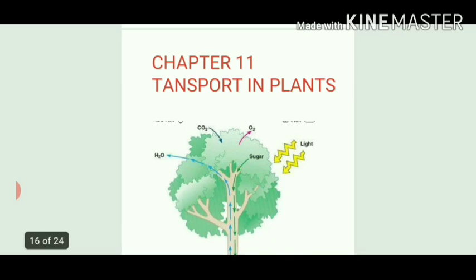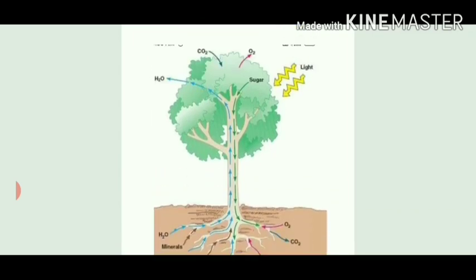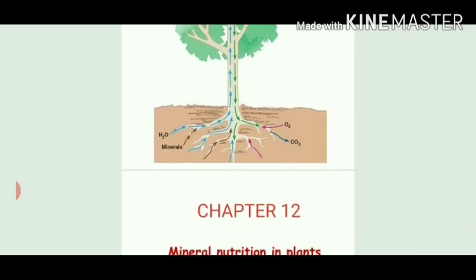Chapter number 11, which is in unit number 4, talks about transport in plants. It covers the transportation of all those minerals, whether micronutrients or macronutrients, how they are taken up by the roots, and how the xylem, a vascular bundle, helps in transportation.